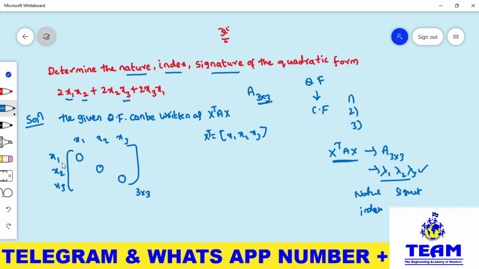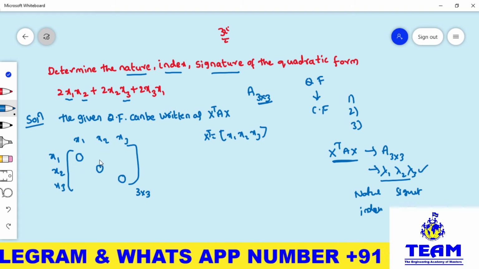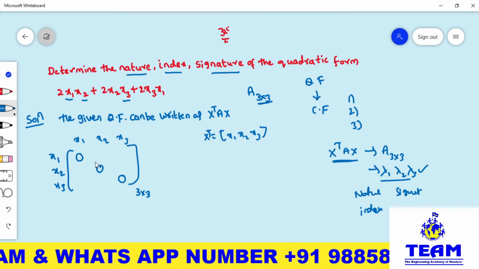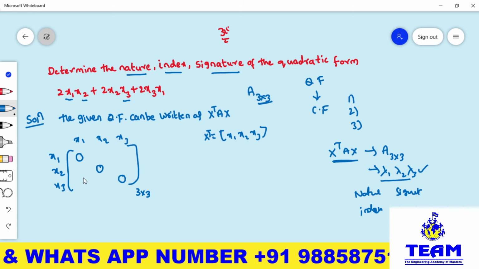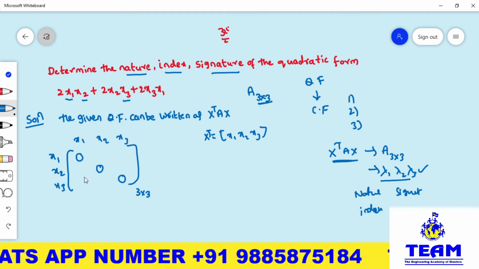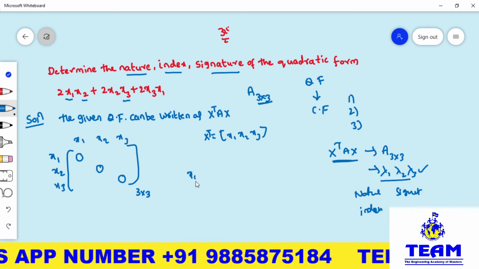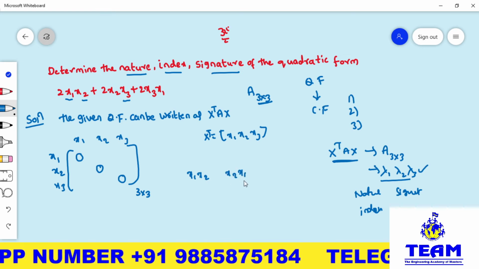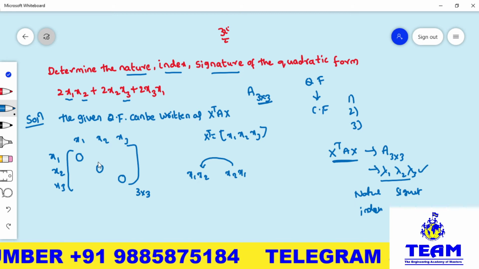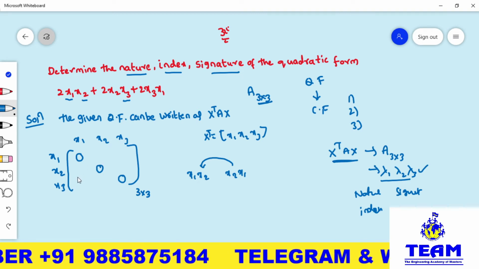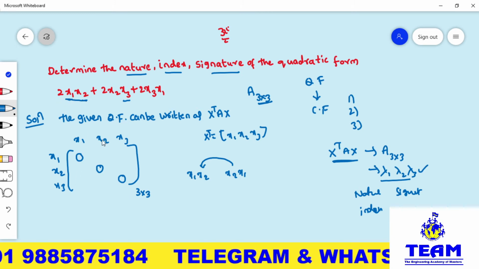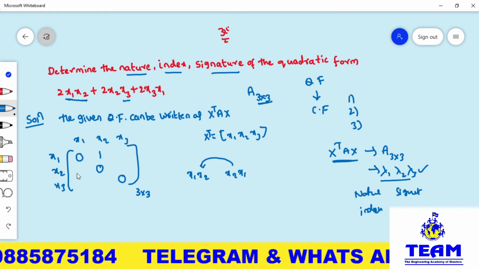Next here you observe, friends, x1 into x2. You have to write the x1x2 coefficient, as well as x2x1, because A is a symmetric matrix. When we are converting a quadratic form into symmetric form, x1, x2 and x2, x1 are both the same. So here we have to write the coefficient of x1x2 divided by 2, and here also the coefficient of x1x2 divided by 2. What is the coefficient of x1x2? You have 2. 2 by 2 means 1. Here also you write the same 1.